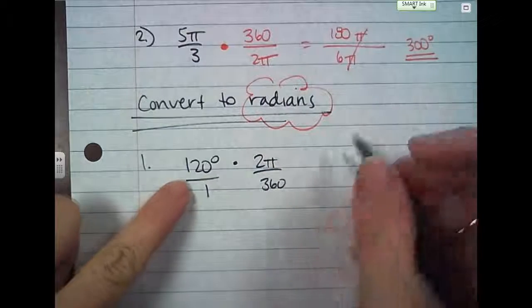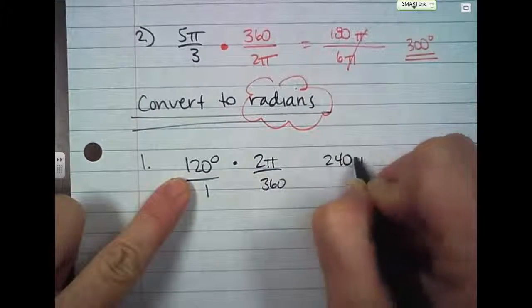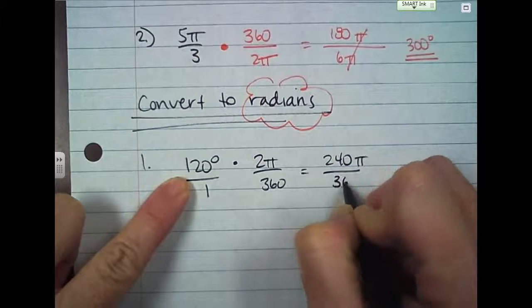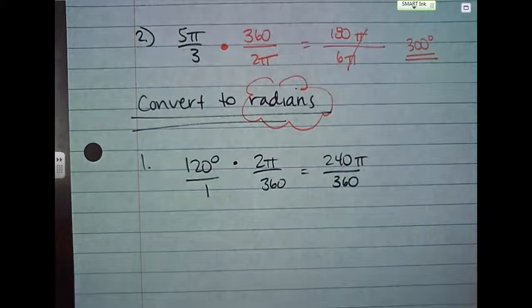Now then you just simplify. 240 pi over 360. And this is where kids get stuck. They try to put pi in their calculator. We don't want to put pi in our calculator. Radians have pi in it, so it's perfect. Ignore the fact that the pi is there.